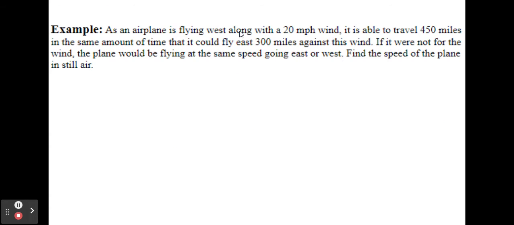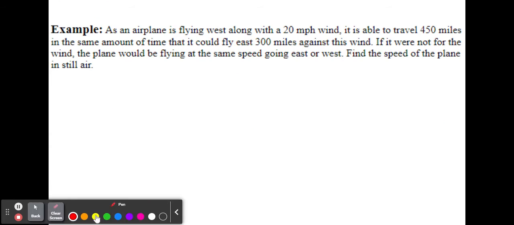So in this problem, we have an airplane flying west, and we have a 20-mile-per-hour wind. So that 20-mile-per-hour wind is going to be important, so we will underline 20 miles per hour wind. So going west along with the wind, they're traveling 450 miles. That is happening in the same amount of time for a different plane, or the same plane actually, is going to fly east 300 miles against the wind.